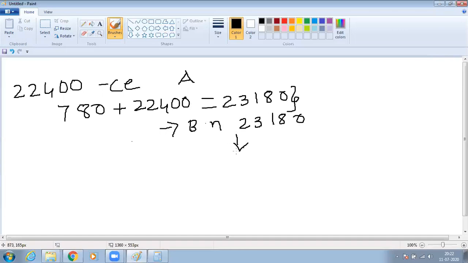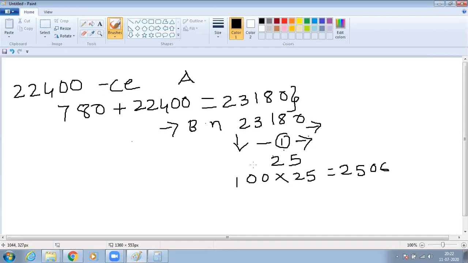From here, for every 1 point increase in bank nifty, you are going to get 25 rupees. Suppose if it increases 100 points, then you will get 2,500. Say from 23,180, another 100 points increase, so 200 points increase, right? So 5,000 profit you will get. Clear?